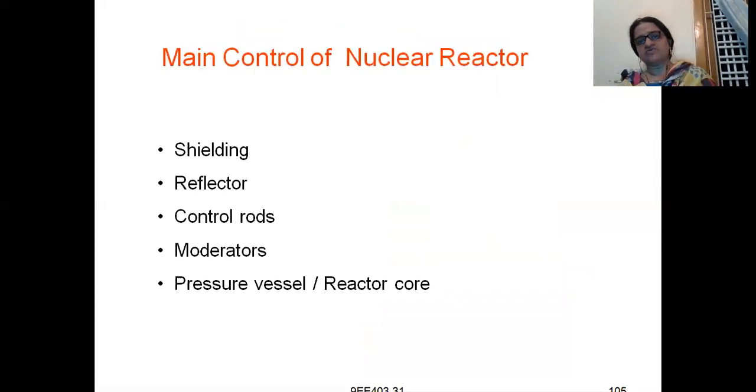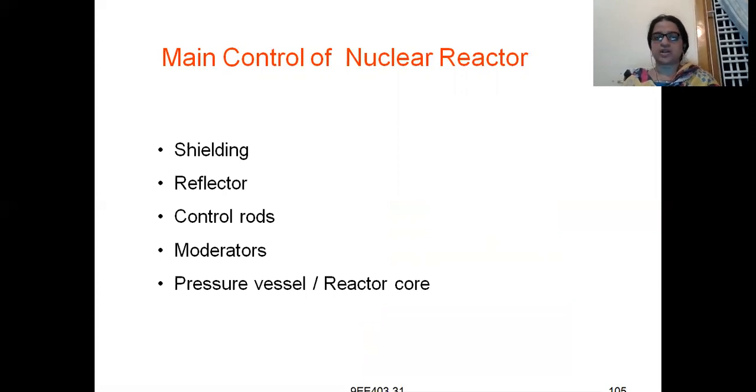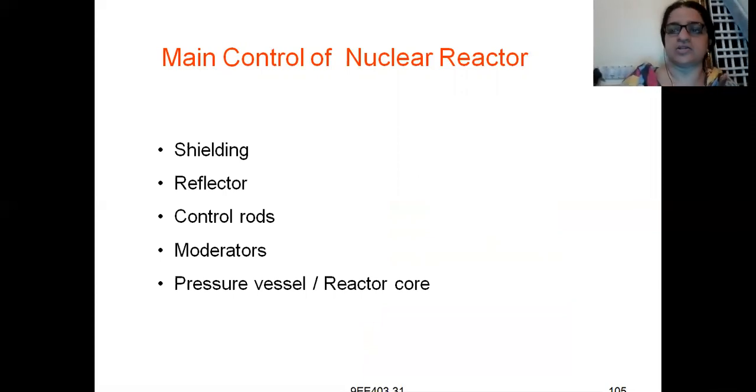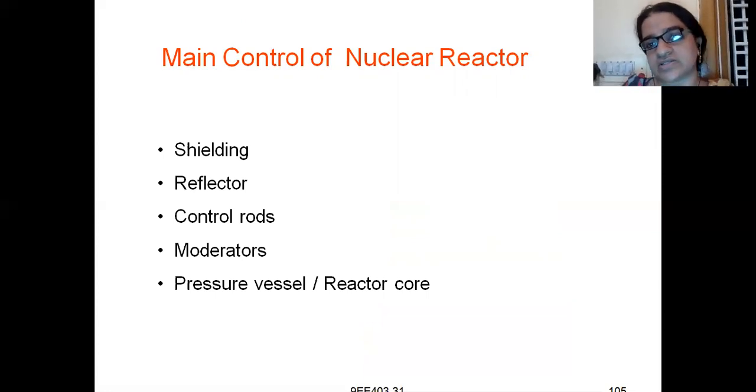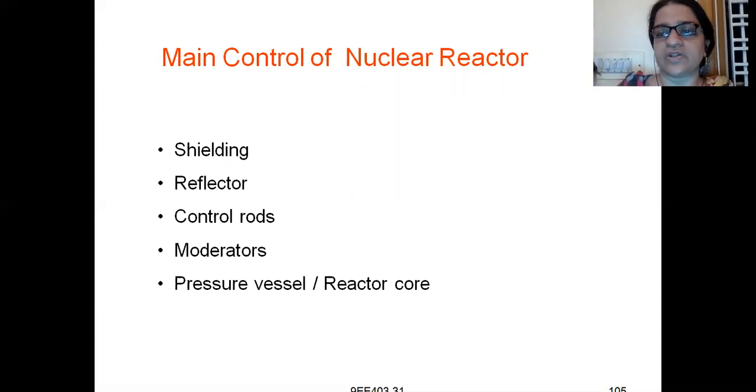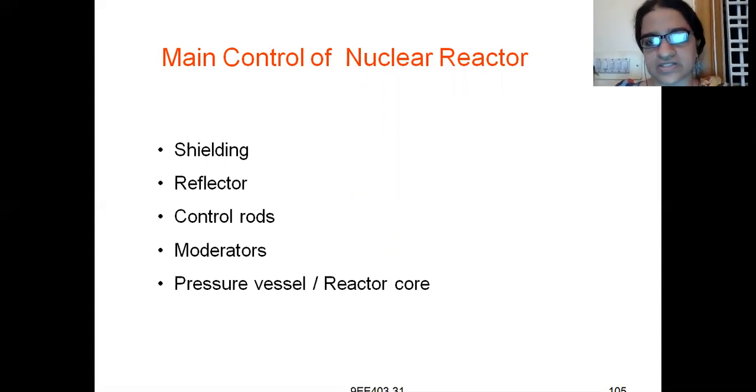What is the main control of a nuclear reactor? What are the main parts necessary for controlling our nuclear reactor? Outermost is shielding, then reflector. The reflector reflects the neutrons coming out of the nuclear reaction, so that these neutrons do not escape outside the reactor vessel and get wasted. Next are control rods, moderators, and then the pressure vessel or reactor core. Reactor furnace, reactor core, pressure vessel, or reactor vessel also they tell.